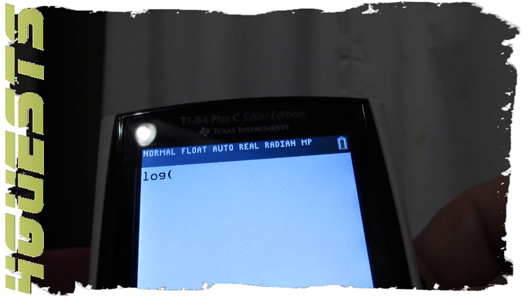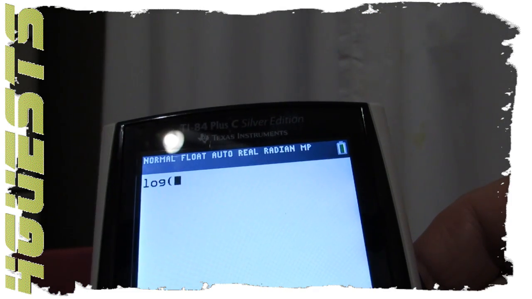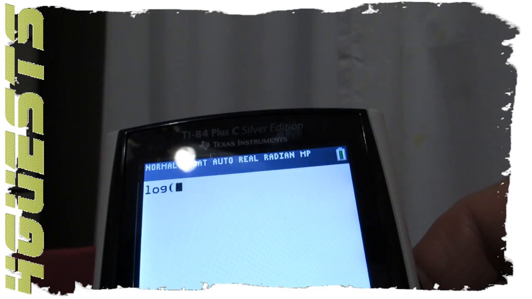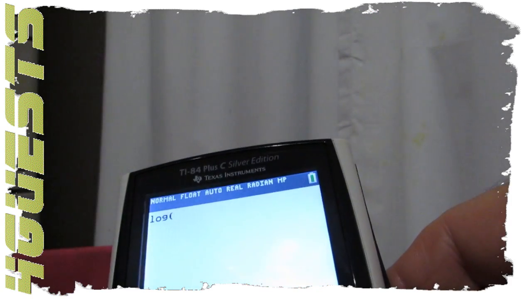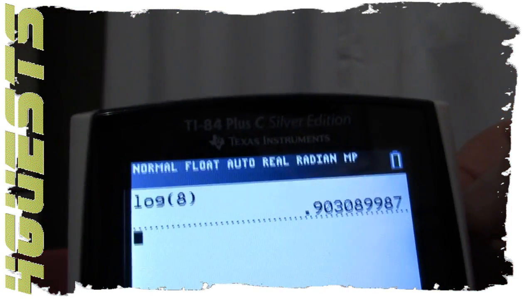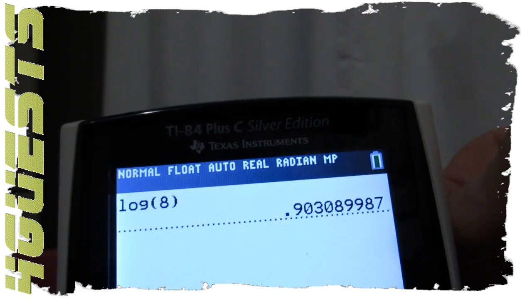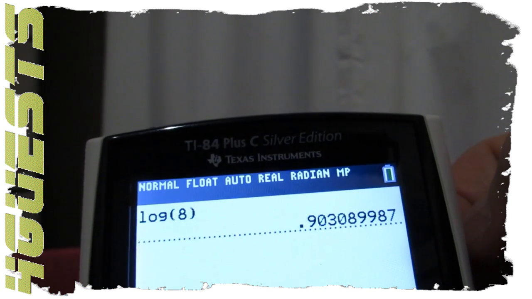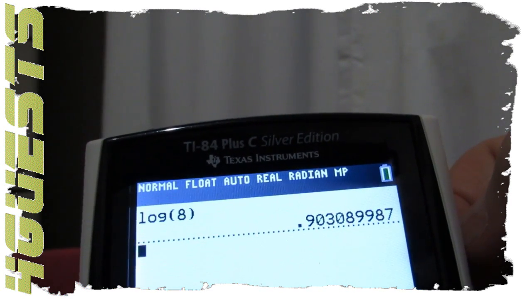So, a logarithm. Log is log base 10, and I assume everyone knows the formula for changing the base from base 10 to another base. But anyway, suppose we want log base 10 of 8. We just simply press enter to get our 0.903089987.